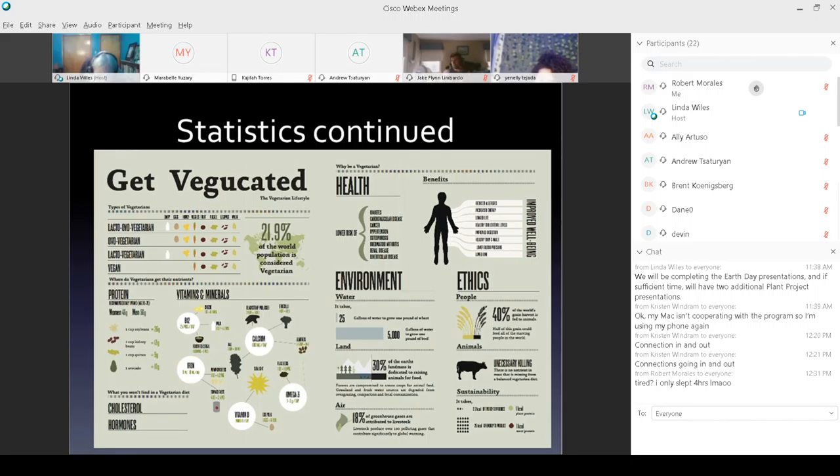So if 21.9% of the world is considered vegetarian, what percentage worldwide is vegan then? Like 4%? Well, in the US, 6% of the country is vegan, which is actually a 500% increase from 2014 when it was only 1%.